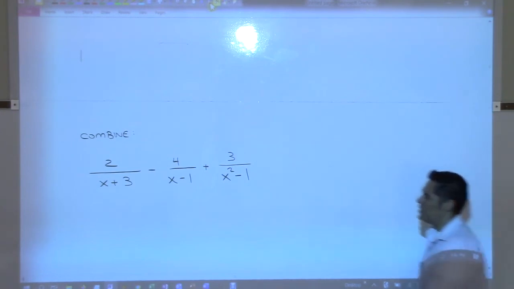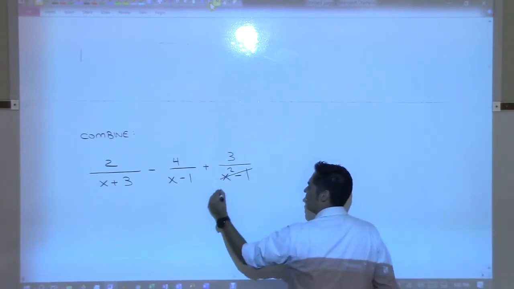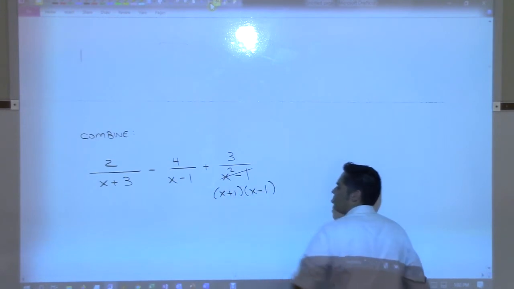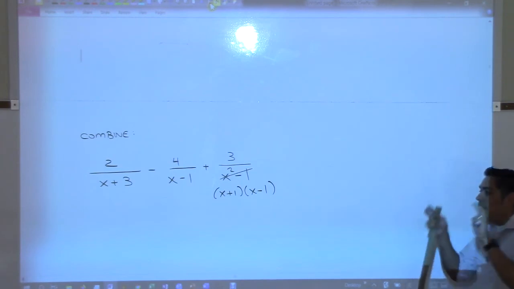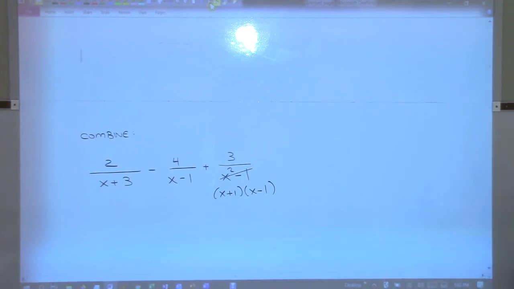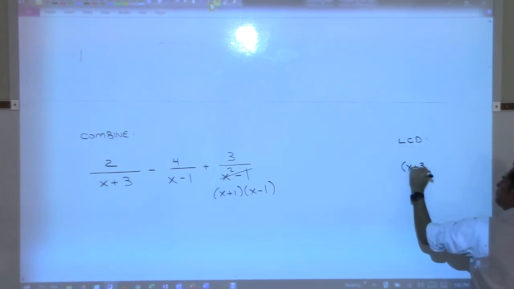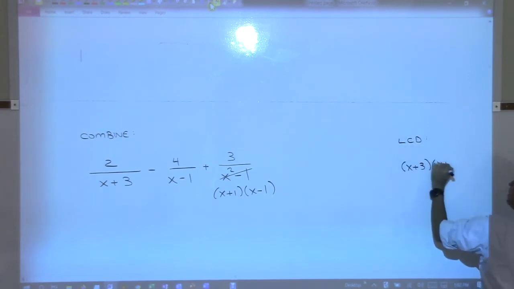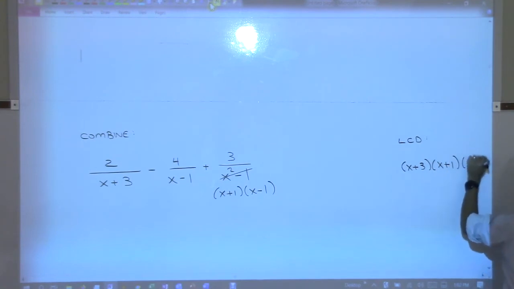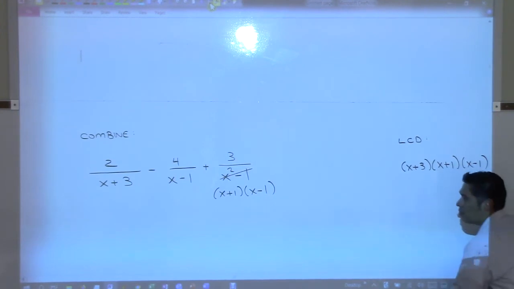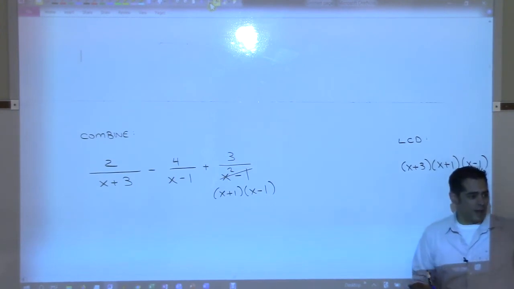You should probably take note that this x squared minus 1 becomes x plus 1 times x minus 1, right? So now you find an LCD. What would our least common denominator be? x plus 3, x plus 1, and x minus 1. So we just need to make sure that this appears in every single denominator, right? And so we just go in here and start inserting ones next to everything.